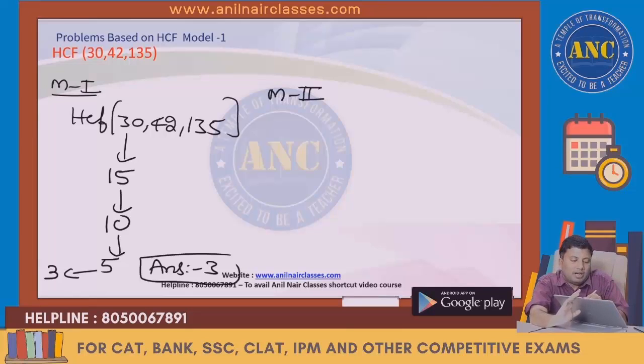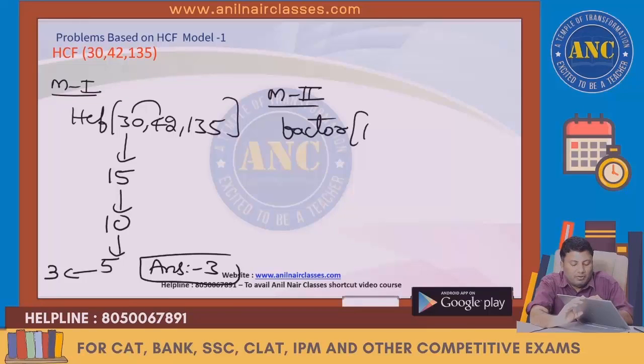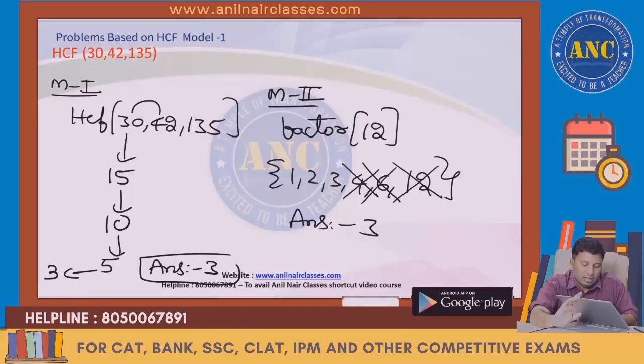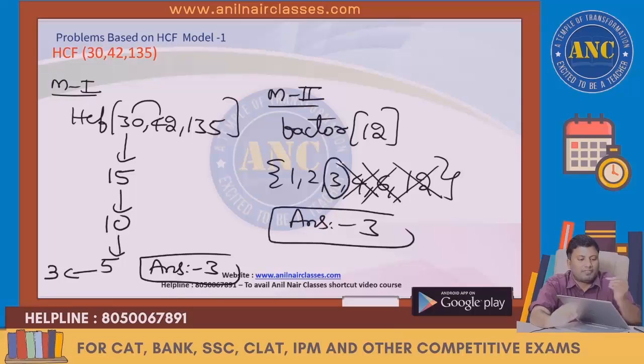Method 2, minimum common difference. 30, 42. Difference is 12. What are the factors of 12? 1, 2, 3, 4, 6 and 12. 12 cannot divide 30. 6 5s are 30, 6 7s are 42, but 6 cannot divide 135. 3 will divide every other number. So the highest common factor is 3.